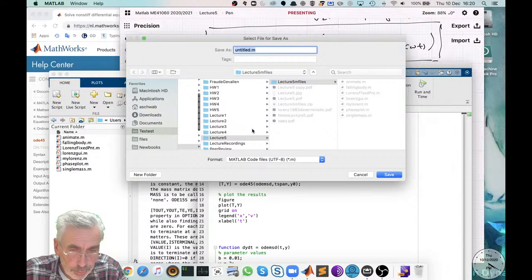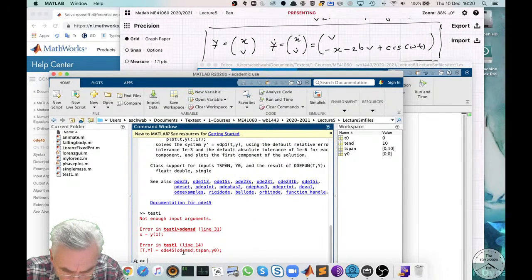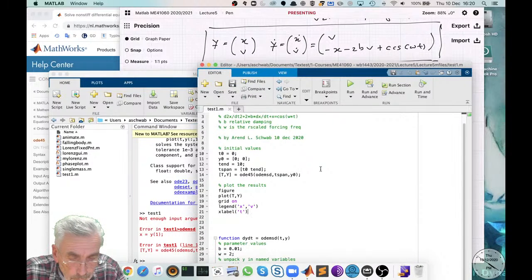Circle of death. Oh yeah, we have to save this. Okay, call it test 1. Oh, not enough input arguments. Not enough input arguments. What did I do wrong? ODE, MSD. Is my function not working?